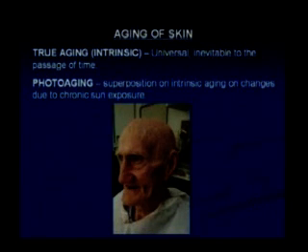True aging is the change during the passage of time, which is inevitable and genetically predetermined. That is called true aging or intrinsic aging. The second is photoaging, which is the change due to sun exposure imposed on the already aging skin. So this is the definition of the aging of the skin.